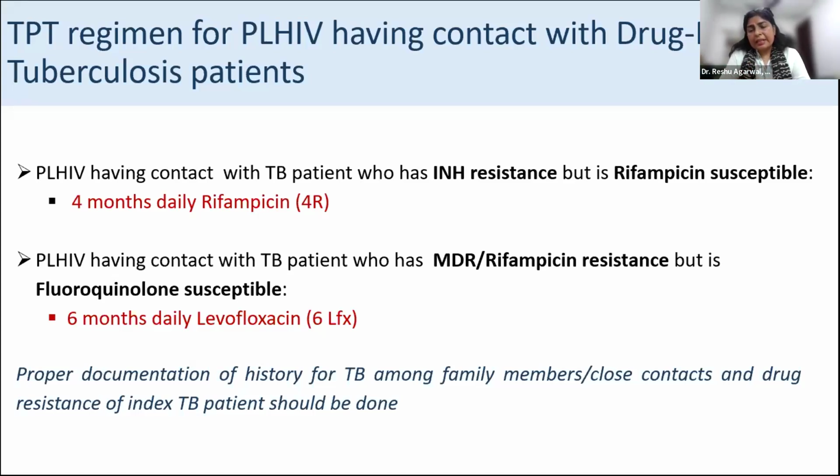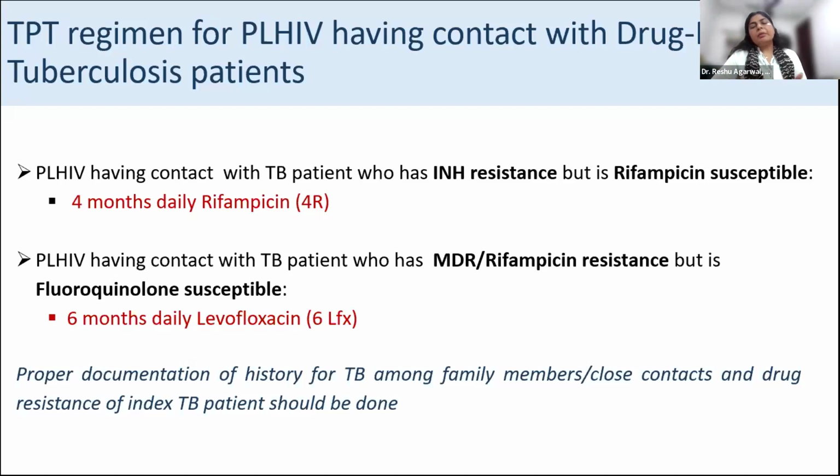Who was the index case? What type of TB, or what was the susceptibility or the resistance pattern of this patient? And then accordingly, you have to decide on the regimen. These cases would not be very frequent because at the ART centers, we are only talking about PLHIV and not the household contacts. But if you have a PLHIV who knows that he has been in contact with a DRTB patient, that is one way of approaching these patients.